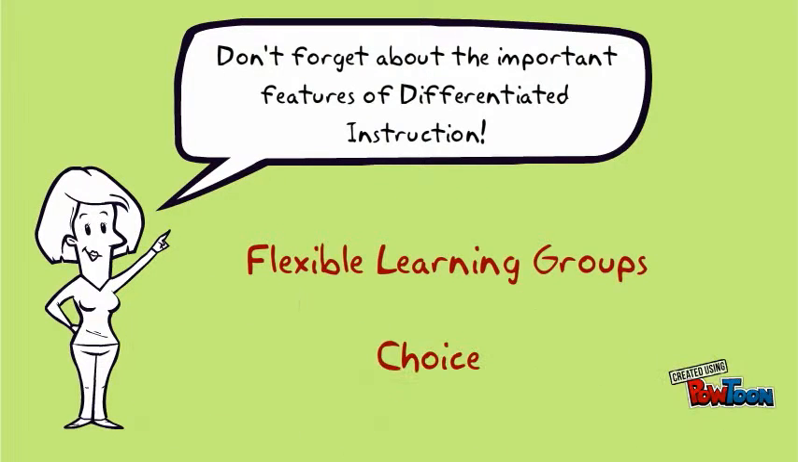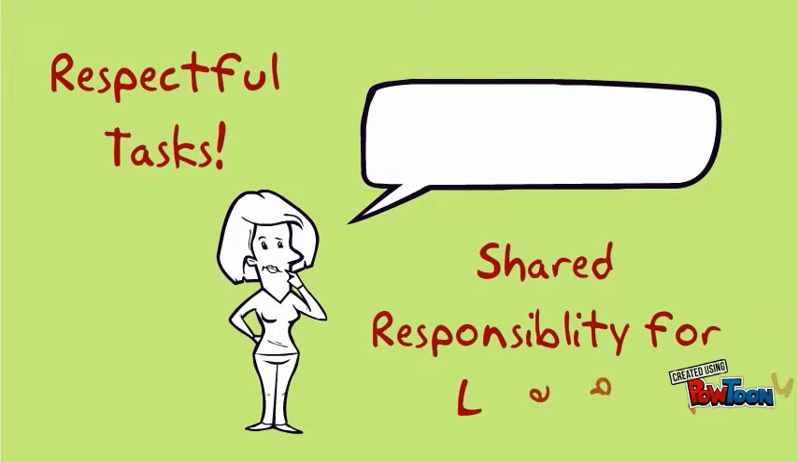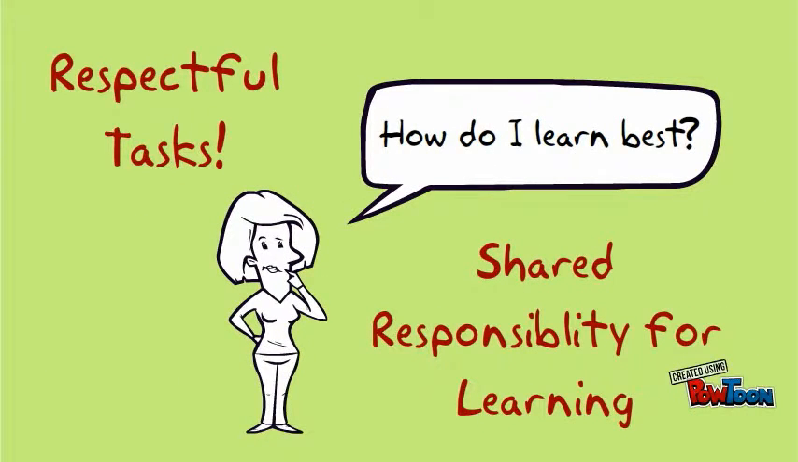A second feature involves choice. Students should have the opportunity to make choices based on their learning preferences. They should also be able to have the choice of working in a preferred environment for learning. A third feature is respectful tasks. This means that all choices and tasks are interesting and engaging. Finally, the last feature is shared responsibility for learning. Students should have the opportunity to think or talk about or identify the ways they learn best. Students need to be taught how to self-assess and advocate for conditions that support their learning.